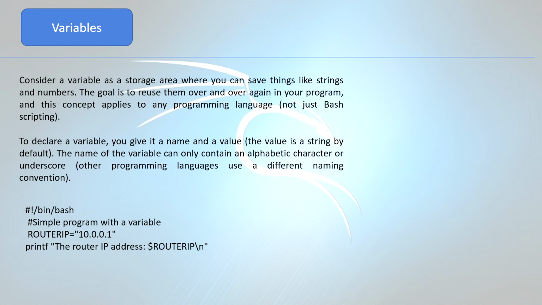When you declare a variable, you give it a name. The name of the variable can only contain alphabetical characters or an underscore. Slash bin slash bash, a simple program with a variable. It will print the remote IP address of the router.